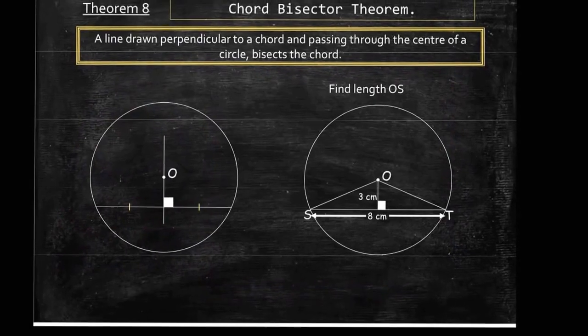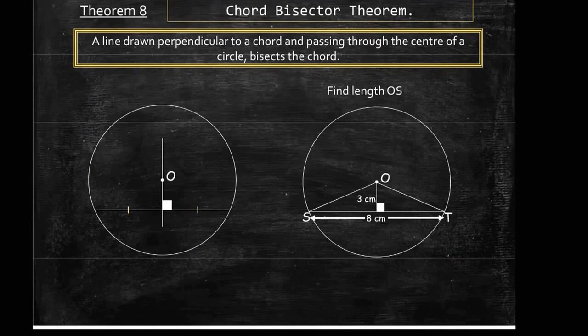Right, last one. I said I was going to show you something which is kind of obvious, but I wanted to sort of point it out really. It says a line drawn perpendicular to a chord. So here's my chord, here's my line drawn that's perpendicular to it. It passes through the centre. It says it bisects the chord. It just means that this length here is going to be equal to this length here.